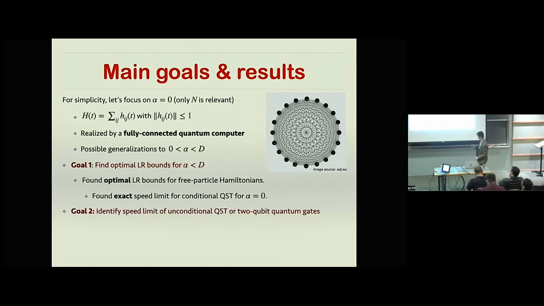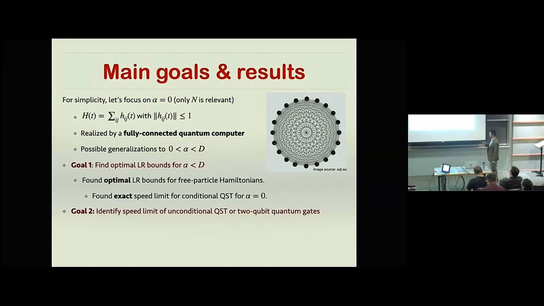Probably more surprising is that we can actually find the exact speed limit for these Hamiltonians for alpha equals 0. An exact speed limit, a bound that is exactly tight, has never been found in the literature. This requires some very different techniques.